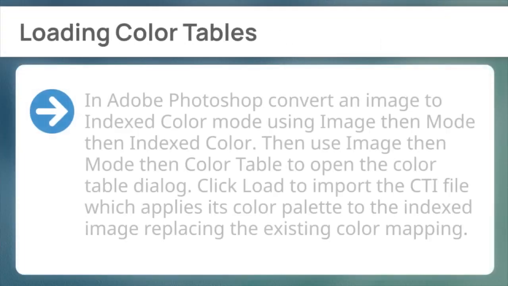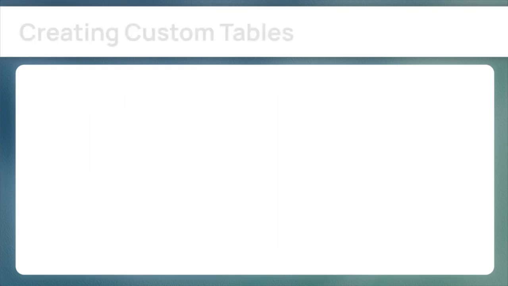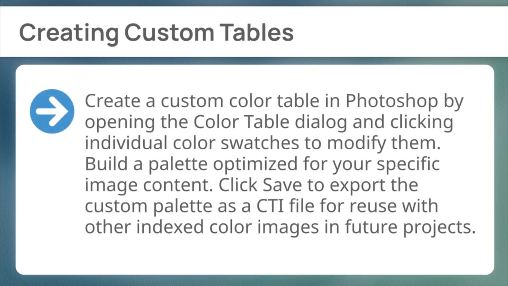First, loading color tables. In Adobe Photoshop, convert an image to indexed color mode using Image, then Mode, then Indexed Color. Then use Image, then Mode, then Color Table to open the color table dialog. Click Load to import the CTI file, which applies its color palette to the indexed image, replacing the existing color mapping.